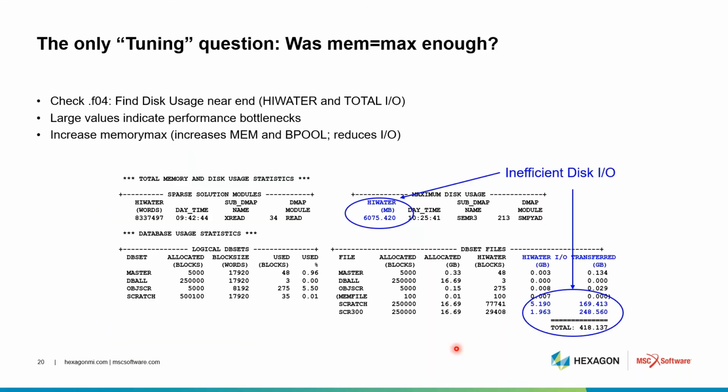The one question we sometimes get from customers is whether memory=max was enough. To check that, look in the F04 file and find the disk usage near the end, high water and total IO. Usually large values indicate performance bottlenecks. Generally those don't happen, but if you are getting large values, then that is the performance bottleneck. Increasing memory max increases the memory and buffer pool allocation and reduces the IO, basically.